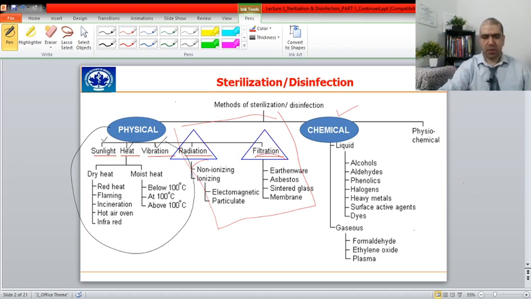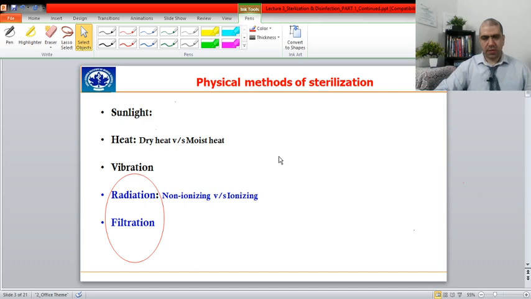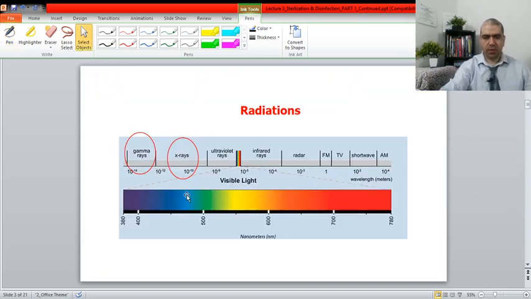As far as the physical methods of sterilization are concerned, we have so far studied sunlight, dry heat and moist heat comparatively, and vibration. In this lecture we will be particularly focusing on the radiation part and the filtration part. Okay, so let's move on.